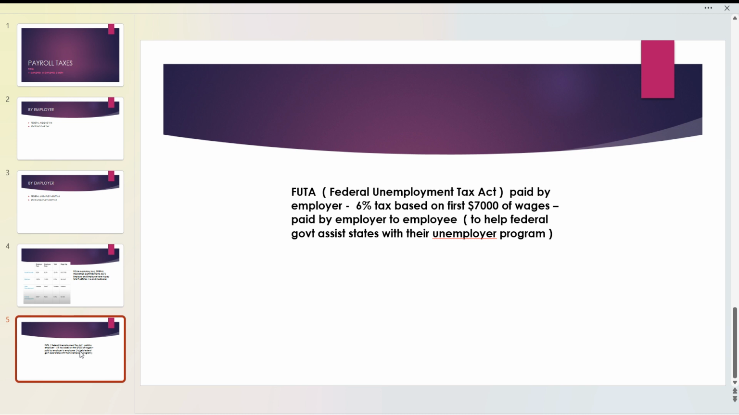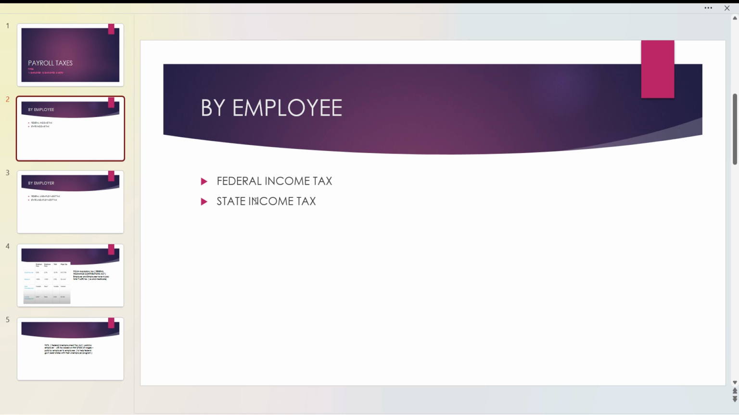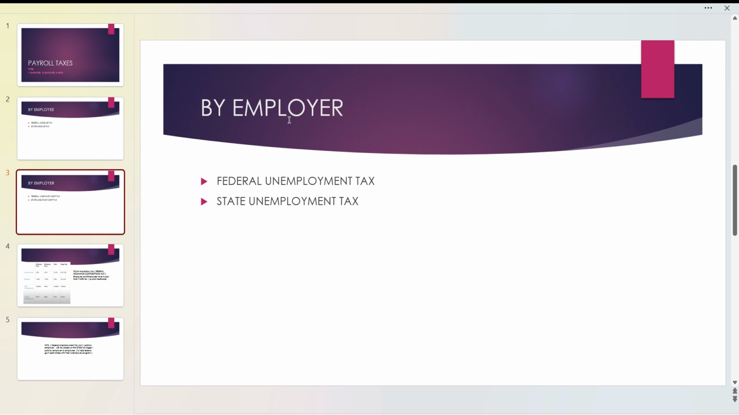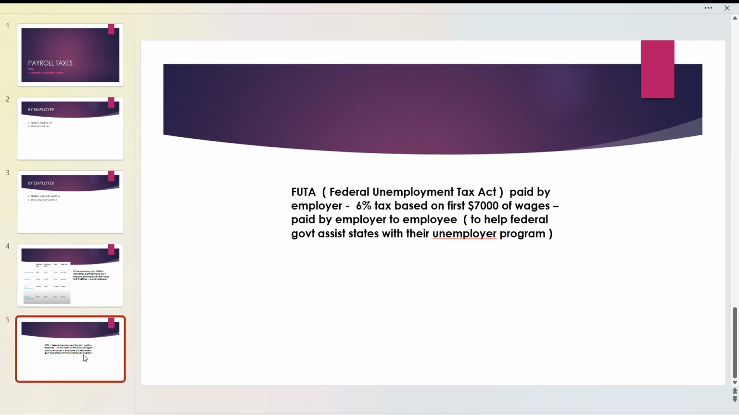Now moving ahead, what is FUTA? FUTA stands for Federal Unemployment Tax Act, and as the name suggests, unemployment. So the trick here is that anything relating to income tax is being paid by the employee. For example, we can see income tax. This is being paid by the employee, but anything paid against unemployment is paid by the employer, and the basis behind that is that the employer pays taxes to help the federal and the state government towards their unemployment plans.